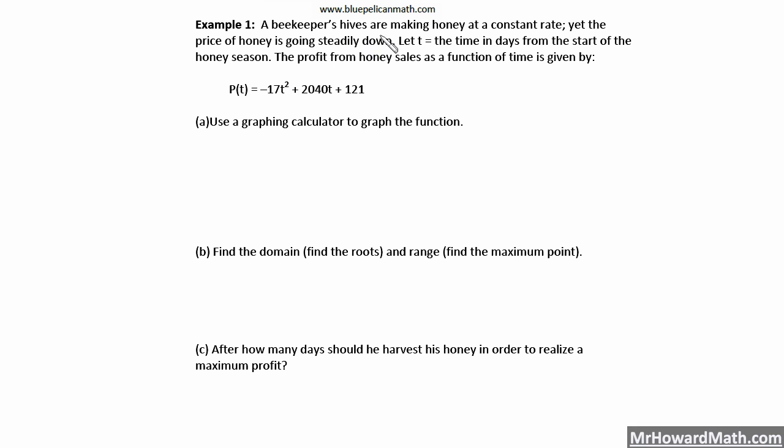A beekeeper's hives are making money at a constant rate, yet the price of honey is going steadily down. Let T equal the time in days from the start of the honey season. The profit from honey sales as a function of time, so P of T, is given by this equation here. P of T equals negative 17t squared plus 2040t plus 121. So this is just our function. Normally we're looking at f of x, so this is P of T, same thing here.